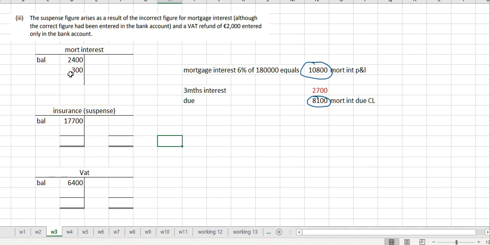Okay, so we've debited 300, so we must credit 300 here. That's the first part of the question. And the second part, a VAT refund of 2,000 entered only in the bank account. So a VAT refund, we would have debited the bank account, so we must credit the VAT account. Again, in this case, we've credited the VAT account, so we debit the suspense account 2,000.